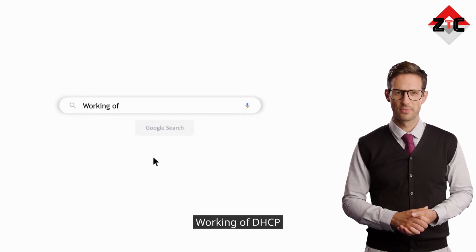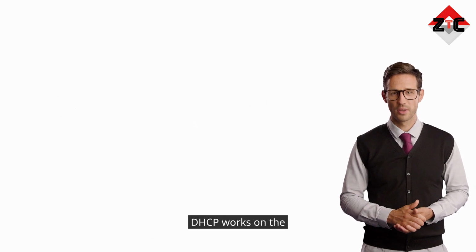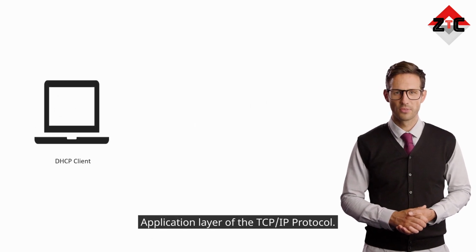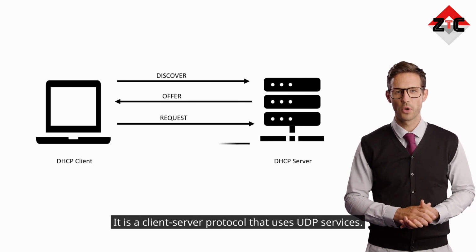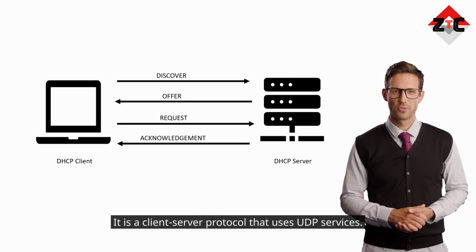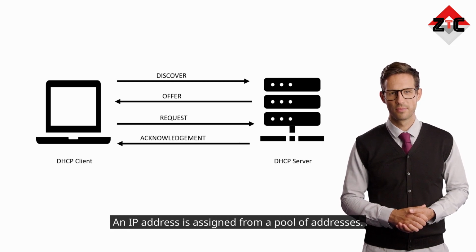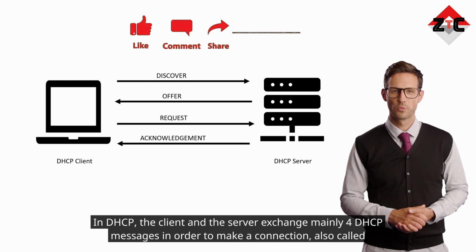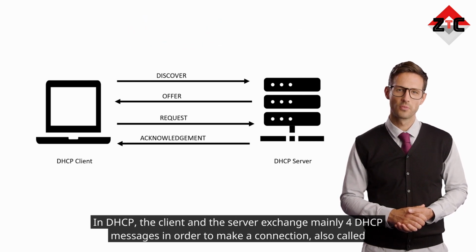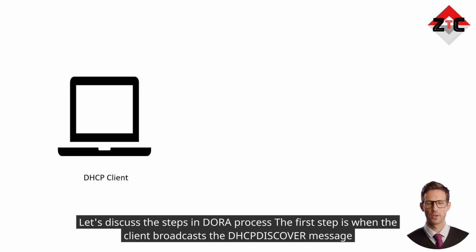Working of DHCP. DHCP works on the application layer of the TCP/IP protocol. It is a client-server protocol that uses UDP services. An IP address is assigned from a pool of addresses. In DHCP, the client and the server mainly exchange DHCP messages in order to make a connection, also called the DORA process.